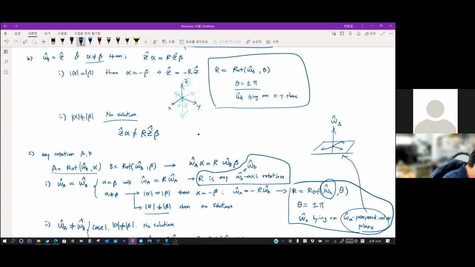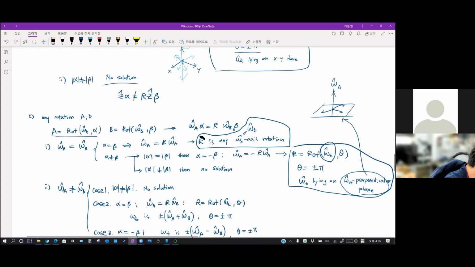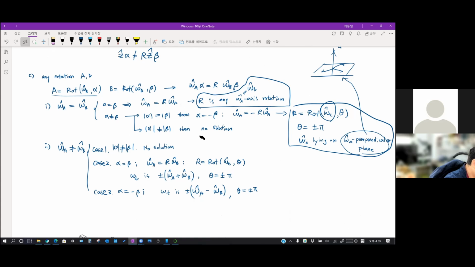And if the size of alpha and beta is not equal, then there is no solution. This procedure is the same as this one. And the other case is where omega A and omega B are not the same. In the case, there are three cases.